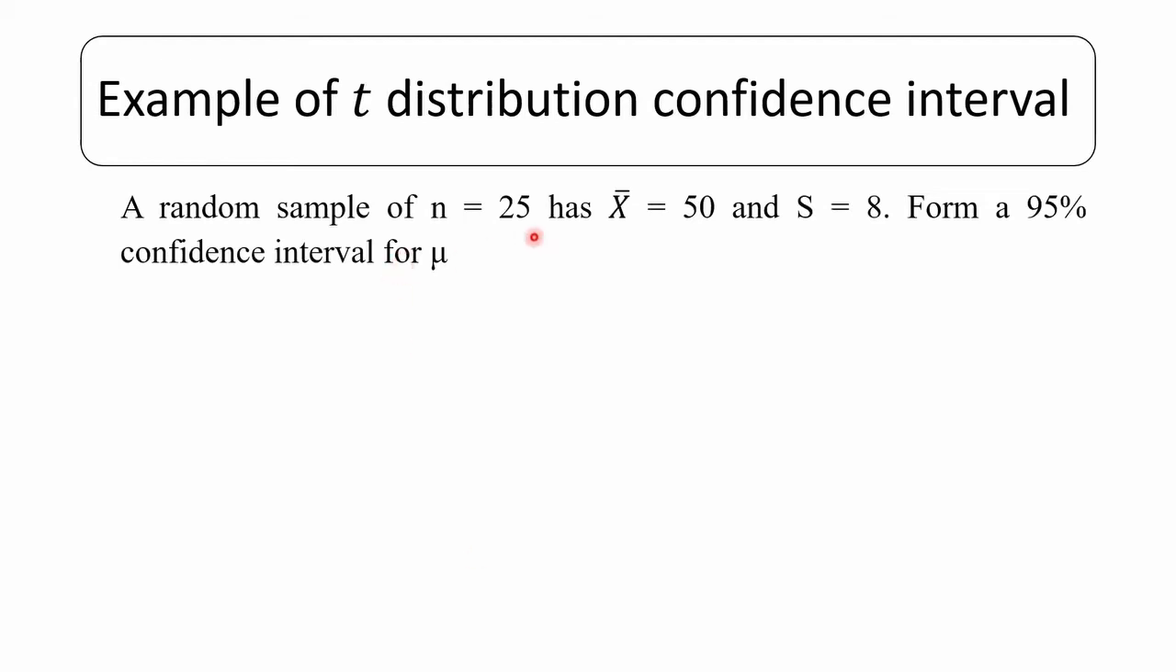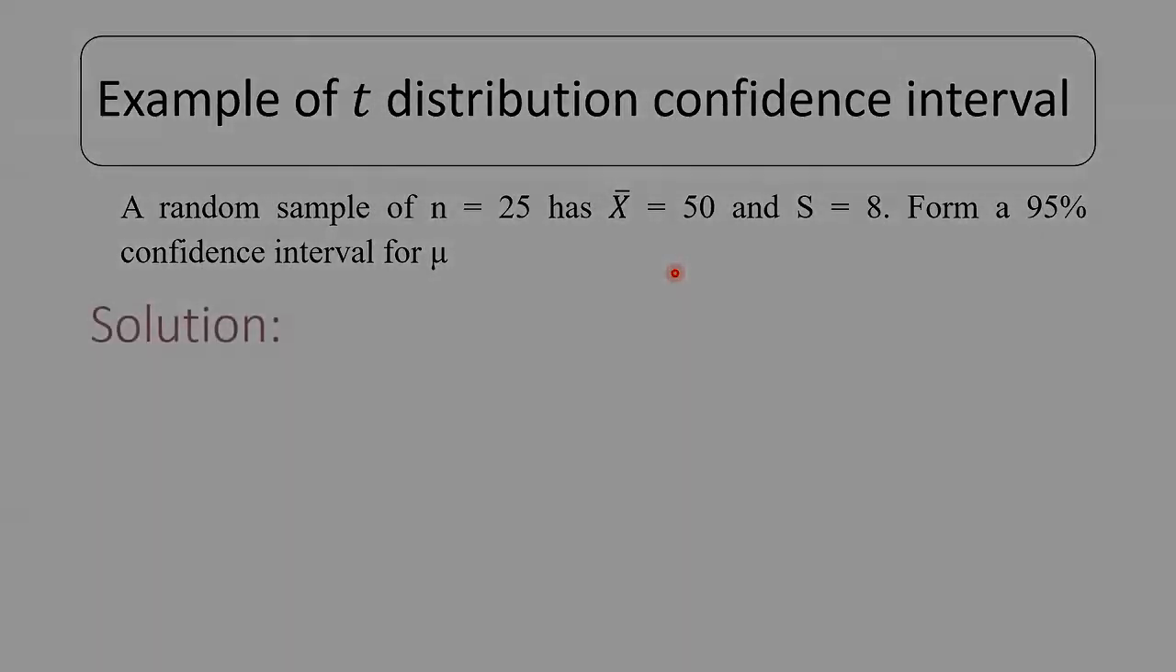A random sample of n equals 25 has sample mean x bar 50 and sample standard deviation 8. Form a 95% confidence interval for your population mean. So you're given your sample standard deviation and you're asked to form a 95% confidence interval for what? For your population mean mu. So then you know you have to use your t distribution. Let's have a look at how you solve this.